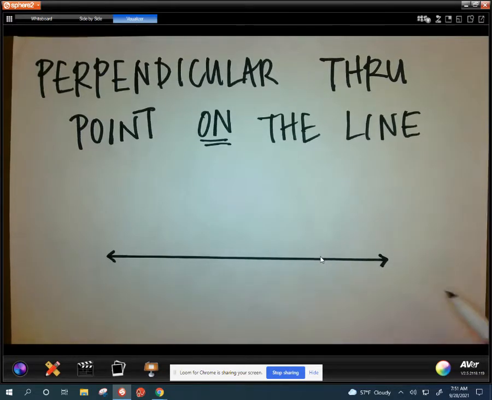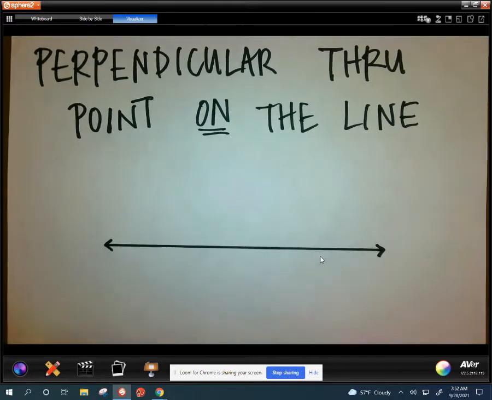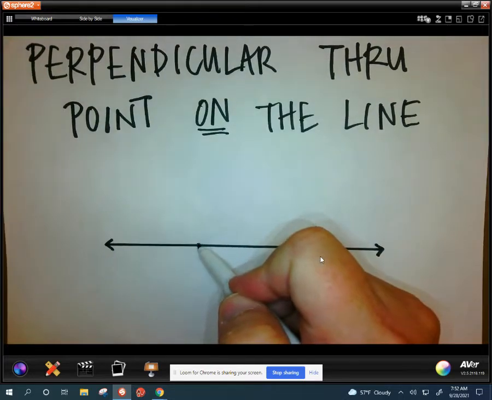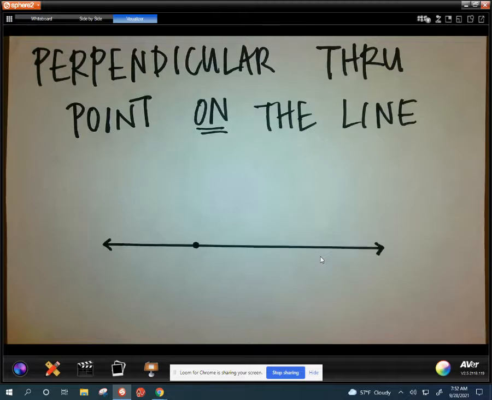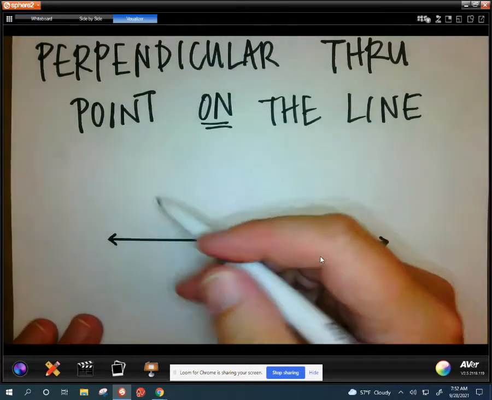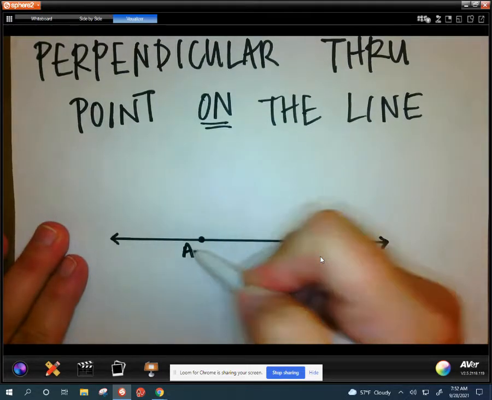And it doesn't have to be quote unquote centered. It can be anywhere. So I'm just going to put it slightly off to the left. It might be provided for you. You might have to provide it. All right, I'm just going to call that letter A.